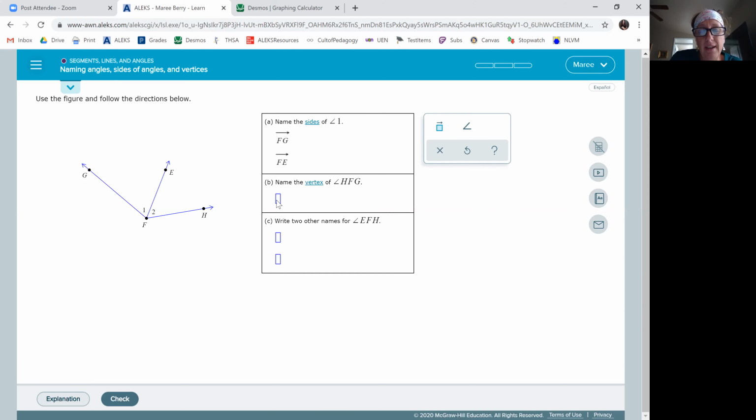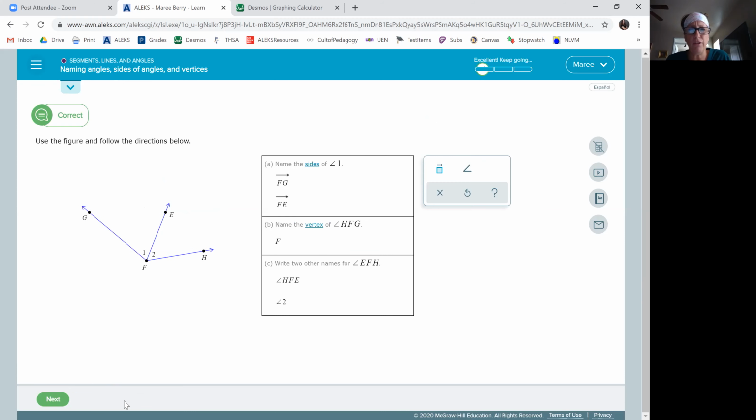Now we're going to name the vertex. What I do is I just look at that middle letter right there. Always just look at the middle letter and it's point F. Now we're going to name two other names for angle EFH. So I look over here, angle EFH. I'm going to just switch the order of the three letters. So I'm just going to do HFE because you can always write it backwards. And then I want to look and see if there's a number in between. So HFE, it's angle two. So we can name it angle two. Those are two different ways that you can write that angle.